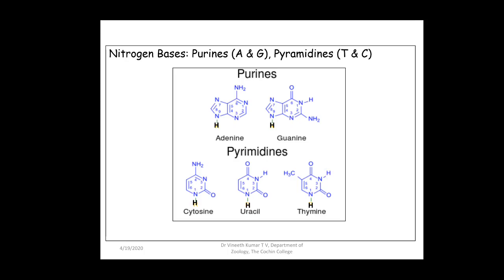So the nitrogen bases are in nucleic acids. There are 5 different nitrogen bases. If you take DNA or RNA separately, there are 4 nitrogen bases. The nitrogen bases mainly belong to 2 different families. They are considered as purines and pyrimidines. Purines are 9-membered ring structures, and pyrimidines are 6-membered ring structures.